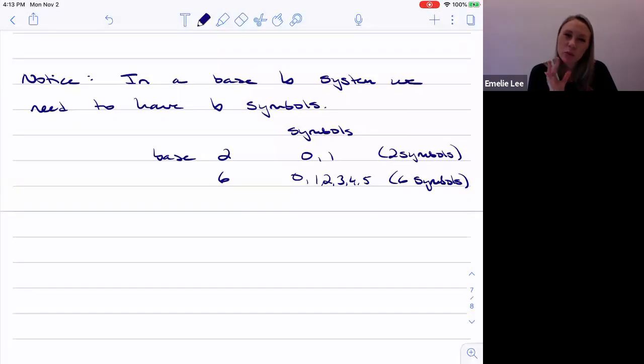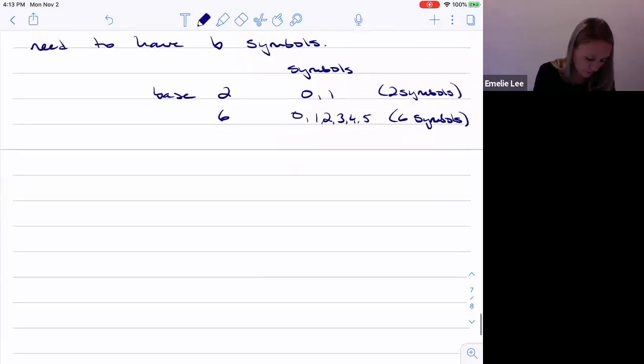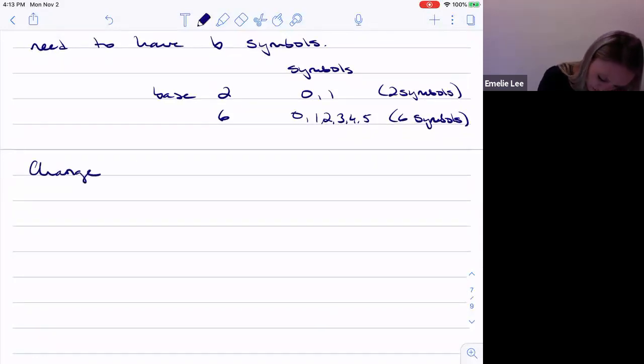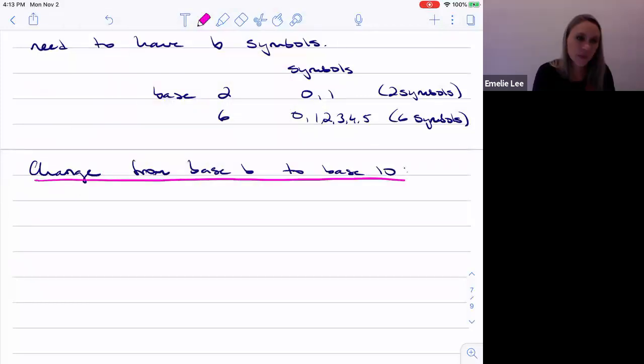Okay. So we haven't really done any work with bases yet. So our first stop is to change from base B into base 10. I'd say this is the easy way to go, and then changing from base 10 into a base B is a little bit harder, but not too bad. So change from base B to base 10. And just so you can find it later.